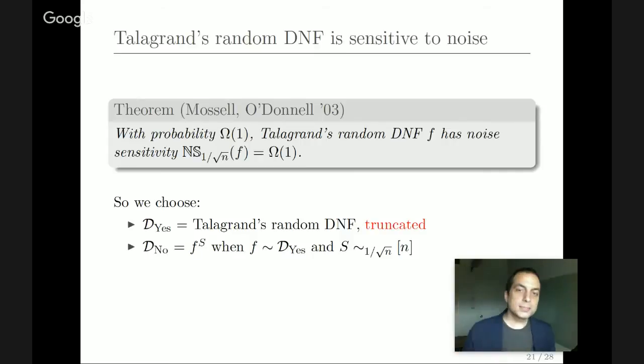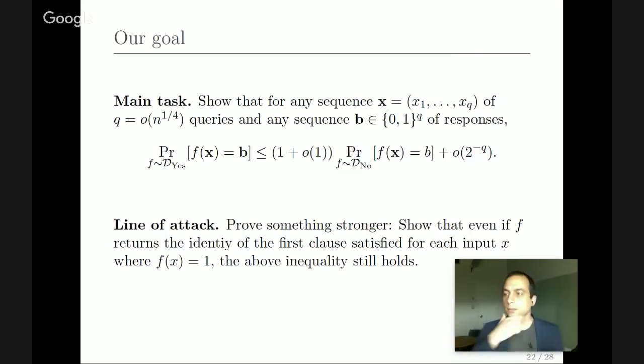And one twist, I promised we would use this again. We won't actually see the reasons why here, but it turns out that we do want to force the queries to only be balanced. So we're going to modify the construction a bit to take the truncated version of Talagrand's random DNFs. And in the no case as well, we still end up with something truncated. Now we have our task.